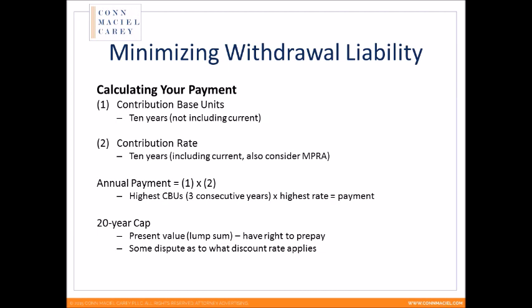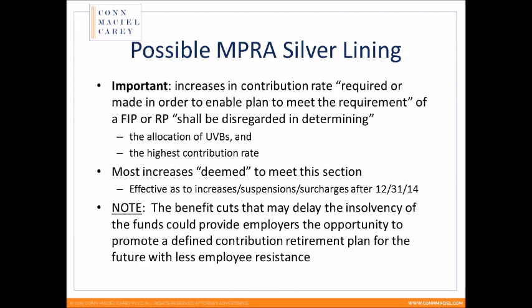And that's why it's important, because when you look back 10 years at your contribution base unit history, that's why I was suggesting, depending on the timing, some years might fall off as you progress. And maybe your business was doing great 10 years ago, and so you had much higher CBU levels. When that drops off, then your annual payment drops, and so does your withdrawal liability. There is a point there to be made about this MPRA, the Multiemployer Pension Reform Act.